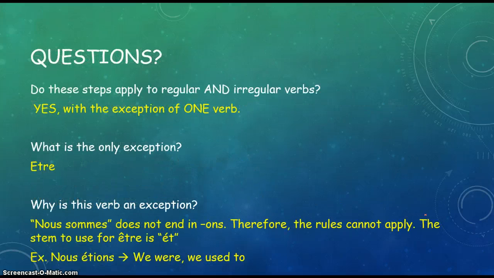Do these steps apply to both regular and irregular verbs? Yes. Fortunately, they do apply to all verbs except one, and that one verb is être. But it makes sense why we cannot apply these rules to être to find our stem. And the reason being is because nous does not end in O-N-S. It ends in M-E-S. It's nous sommes. Because of that, we cannot use the typical rules to find the stem.